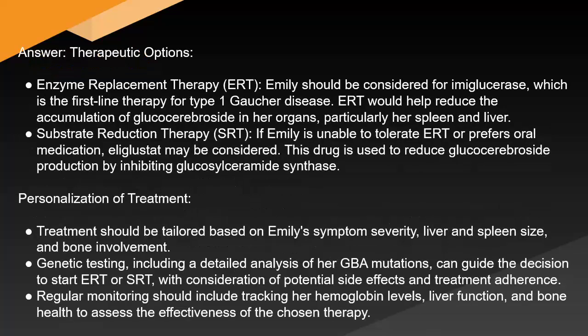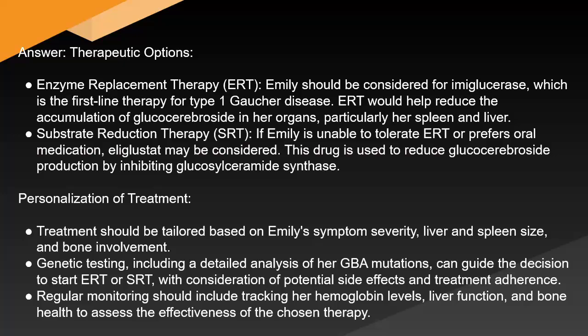Answer: therapeutic options. Enzyme replacement therapy. Emily should be considered for imiglucerase, which is the first-line therapy for type 1 Gaucher disease. ERT would help reduce the accumulation of glucocerebroside in her organs, particularly her spleen and liver. Substrate reduction therapy (SRT). If Emily is unable to tolerate ERT or prefers oral medication, eliglustat may be considered. This drug is used to reduce glucocerebroside production by inhibiting glucosylceramide synthase.